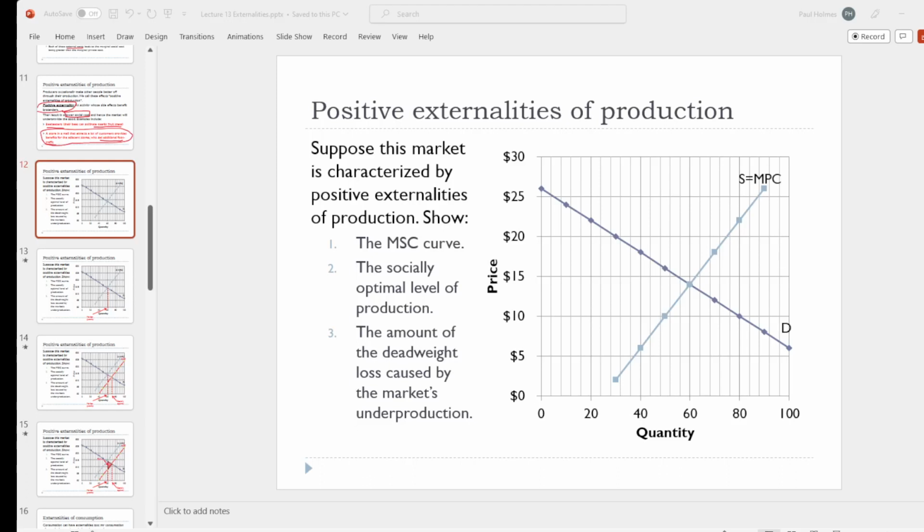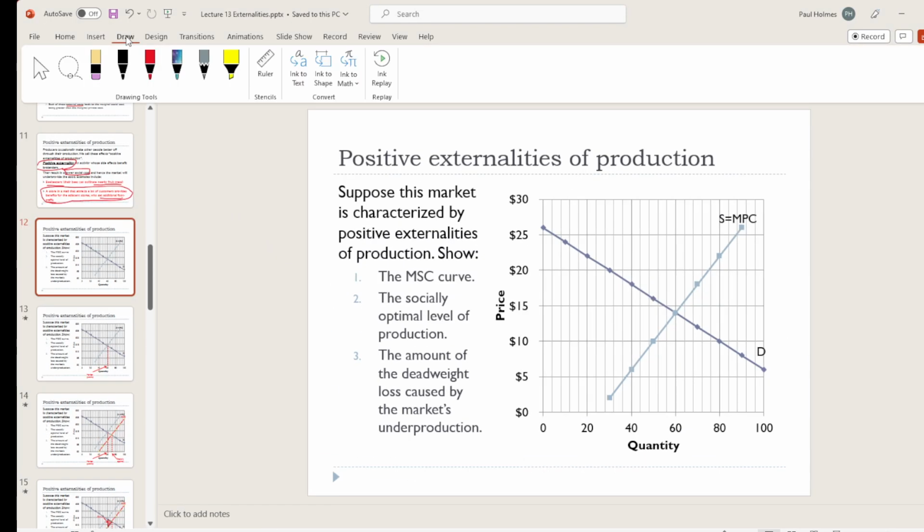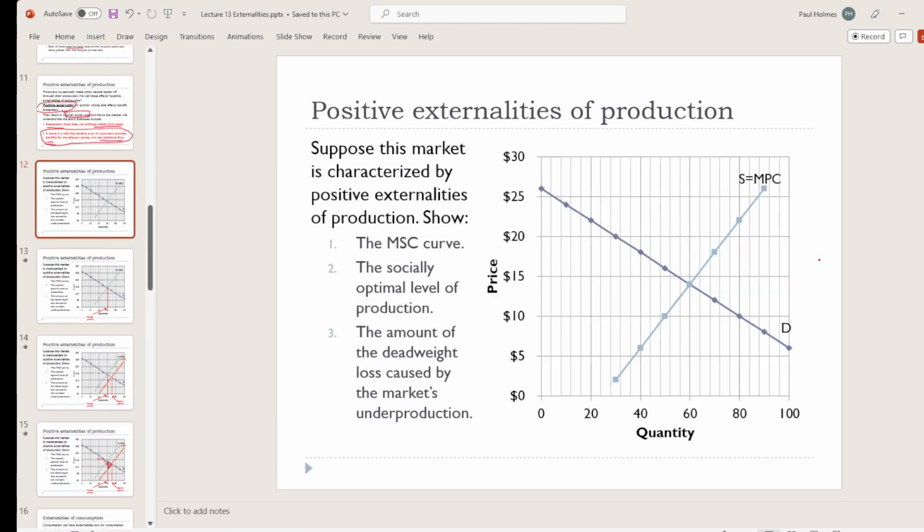Let's take a look at how we can show positive externalities of production in our supply and demand model. So we've got a pretty standard supply and demand model to start with here. Okay, so we've got a supply curve showing the marginal private cost to the producer. We've got a demand curve showing the marginal private benefits to our buyers. But because there's no externalities of consumption here, this is also the marginal social benefit curve.